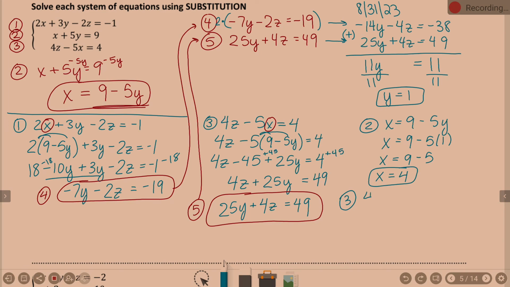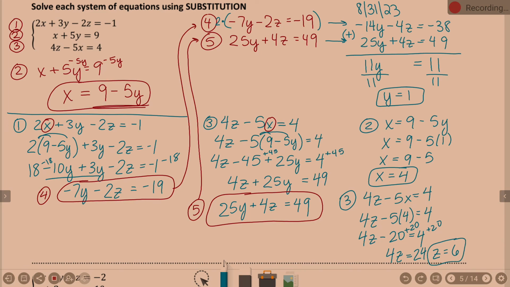Why not? 4z minus 5x equals 4. 4z minus 5 times 4 equals 4. 4z minus 20 equals 4. If it's minus 20, I'm going to add 20. 4z is 24, so z is 6. Ordered triple: 4, 1, 6.